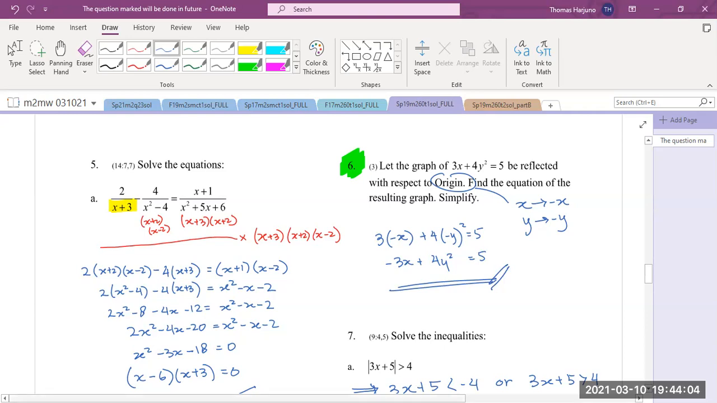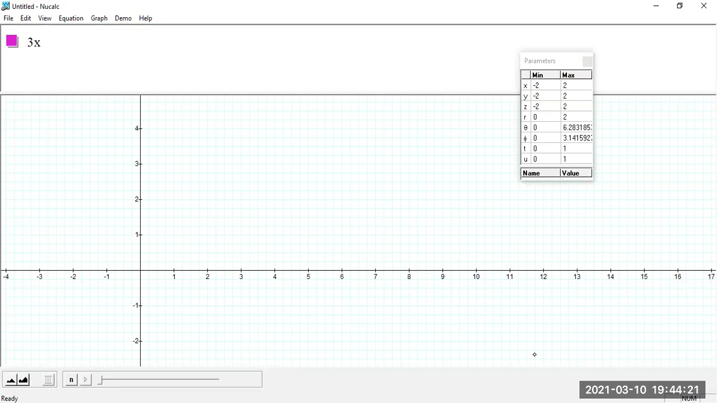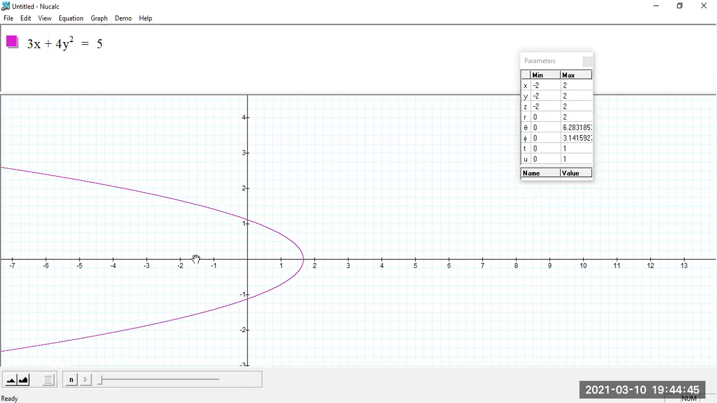Now to confirm if that's really the reflection, you don't have this graphing software, I know, but let's check. Let's check if what we get is really the reflection. We get 3x plus 4y squared equals 5. That's the graph. That's what the graph looked like. Now, if you reflect this with respect to origin, then it will turn around, right? It'll be like that.